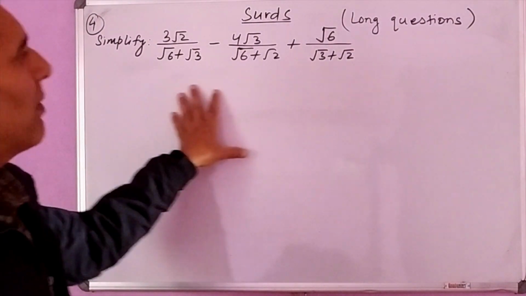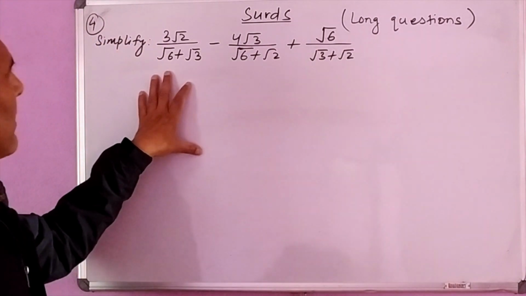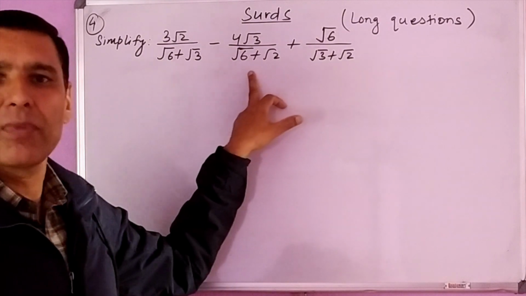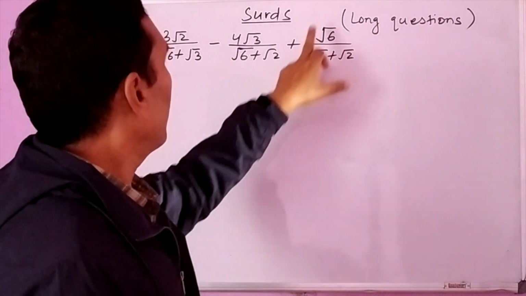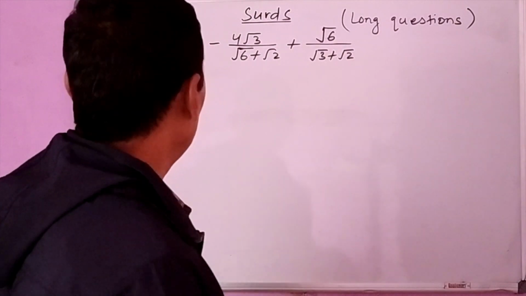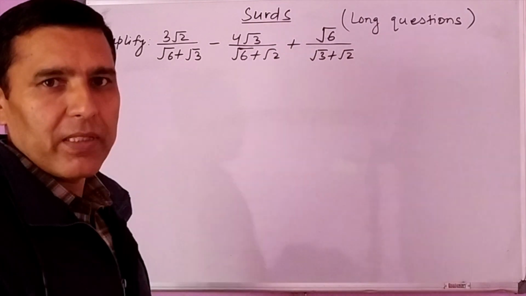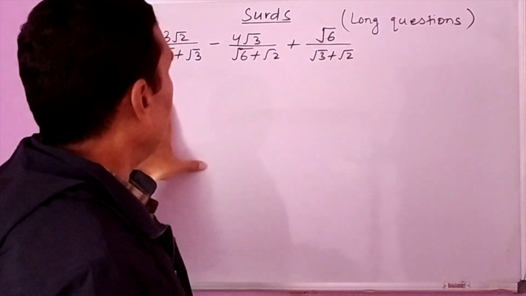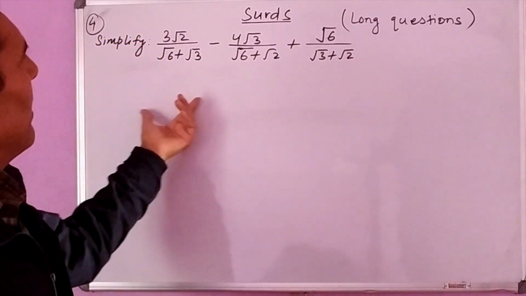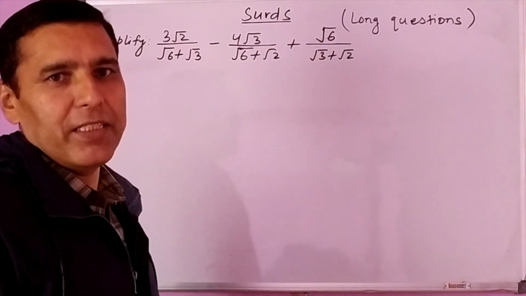Question number 4. We are simplifying the long question from the chapter. Our question is: 3 root 2 upon root 6 plus root 3, minus 4 root 3 upon root 6 plus root 2, plus root 6 upon root 3 plus root 2. Here also we rationalize the denominators first, because we cannot take the LCM at a time. It will be very difficult to multiply all the surds. So better we rationalize each denominator.